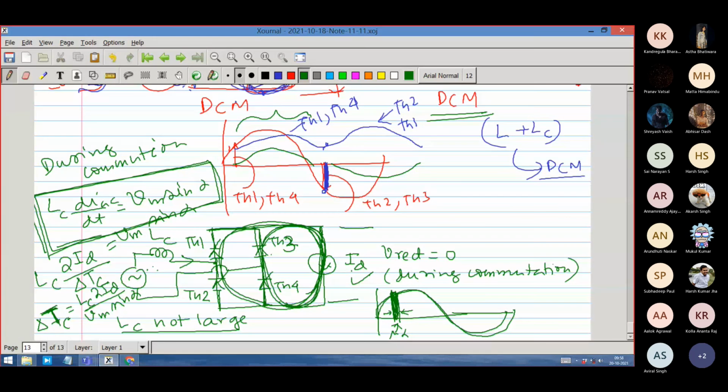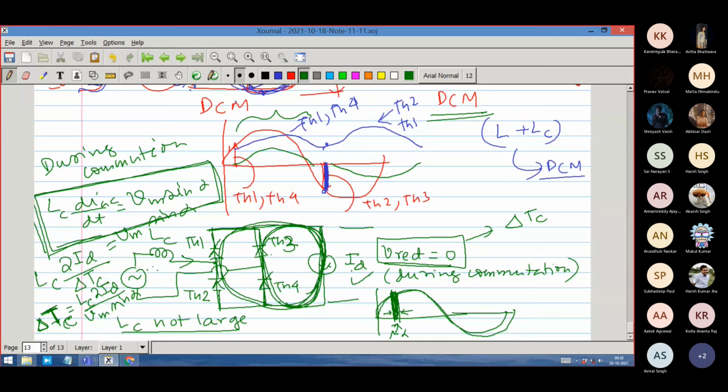The consequence is that during commutation the rectified voltage is 0, for delta Tc duration, the commutation duration. So what is the average voltage? The average voltage is therefore reduced, lower than what it would have been if there were no leakage inductance. If there were no leakage inductance, the average output voltage would have been 2Vm by pi cos alpha. Now it is reduced by this time into Vm sin alpha. Then you take the average of it. That is the volt-second it is reducing.